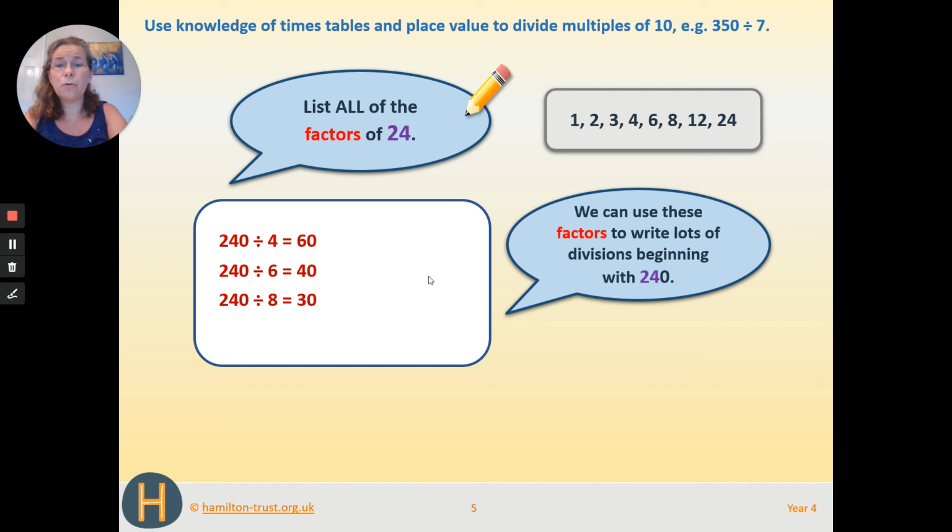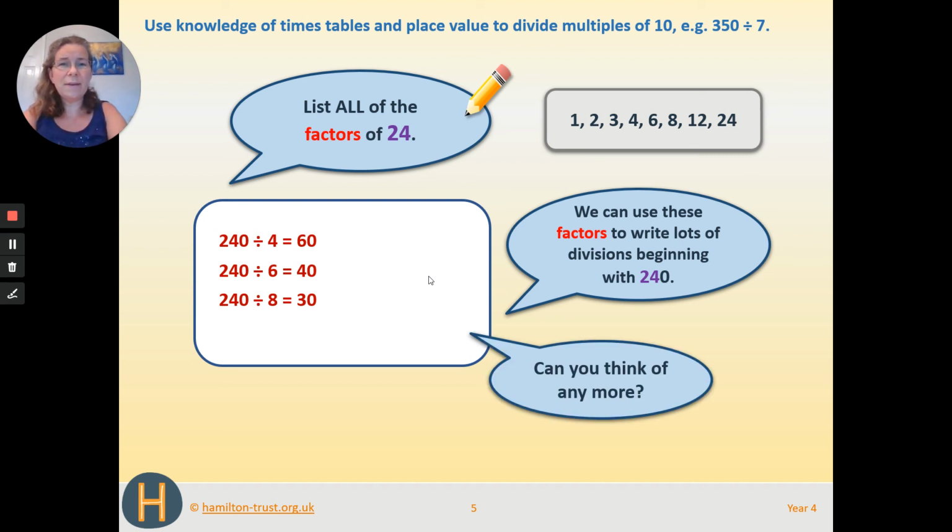24 divided by 4 is 6. So 240 divided by 4 is 60. 24 divided by 6 equals 4. Therefore, 240 divided by 6 equals 40. 24 divided by 8 equals 3. And 240 divided by 8 equals 30. Can you think of any more and write them down in your books?